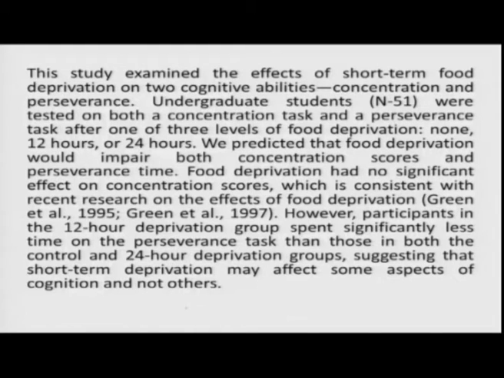So, let us analyze this. What was the aim of this? This is clearly stated in the first line: the effects of short-term food deprivation on two cognitive abilities, concentration and perseverance. So, this was the independent variable, short-term food deprivation. These are the dependent variables, cognitive abilities. So, this is the main research question, the research aim.